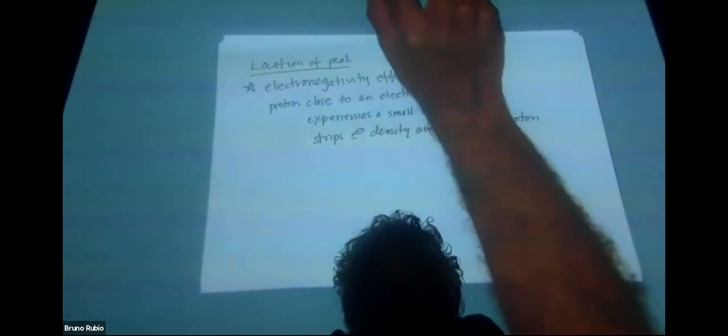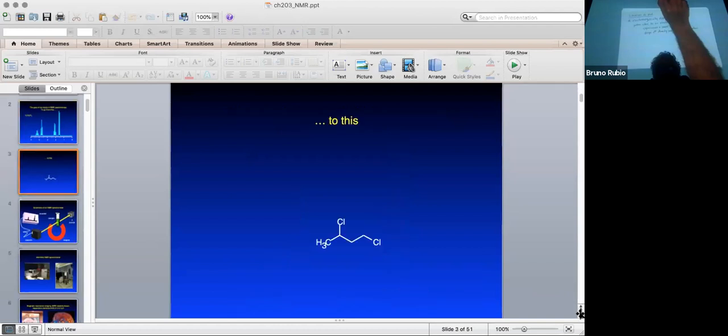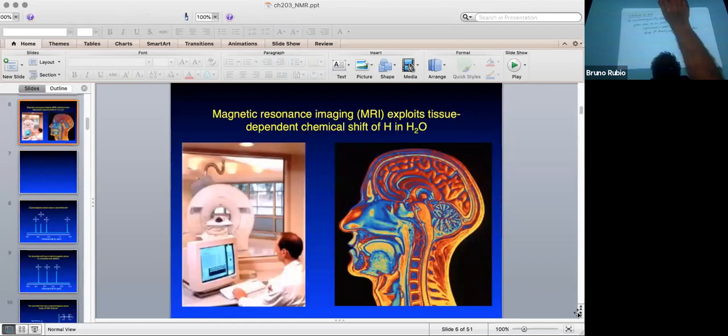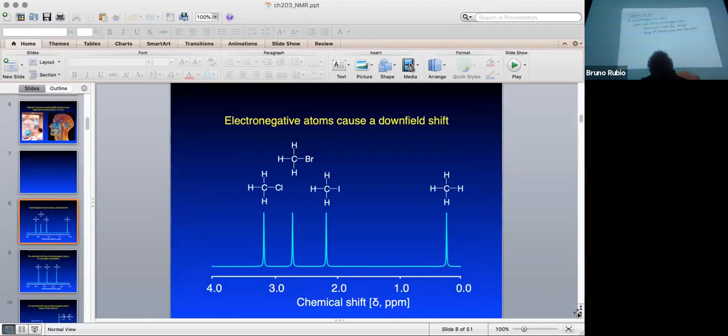So this is the electronegativity effect. So let's look at an example here. Okay. Electronegative atoms cause these downfield shifts. So on this slide here, we have where the NMR signal for methane would be. Remember, we're looking at protons. We're looking at the environment that the proton is in. And carbon and hydrogen have very similar electronegativity. So there's very little stripping of electron density away from these hydrogen atoms.